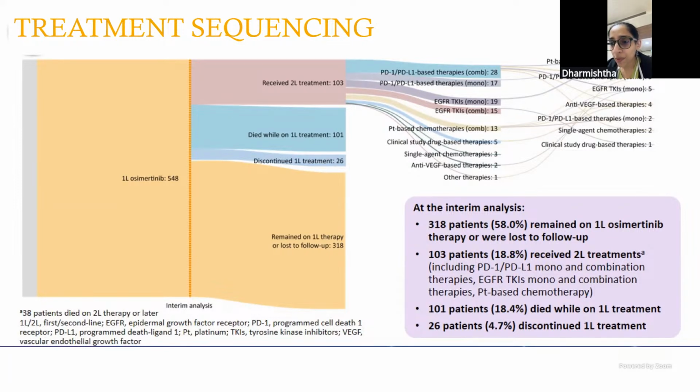In this multivariate analysis, advanced stage at initial diagnosis, smoker status, a baseline Charlson comorbidity index of 3 or more, uncommon EGFR mutations at diagnosis, or 4 or more metastatic sites were associated with a worse time to new treatment initiation or treatment discontinuation durations. The median time to treatment discontinuation was 17.2 months, with 18.4% deaths, 18.8% switching to second line, and 4.7% discontinued treatment.